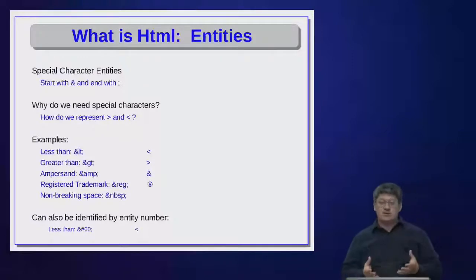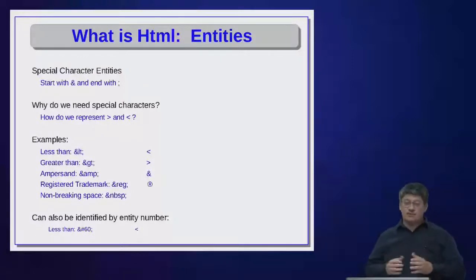Another way to create special character entities is to use the entity number. There's a big table on the W3C website that lists all the numbers for every possible entity. And you can, for instance, get a less than by saying ampersand number sign 60 semicolon, because 60 is the number for a less than.